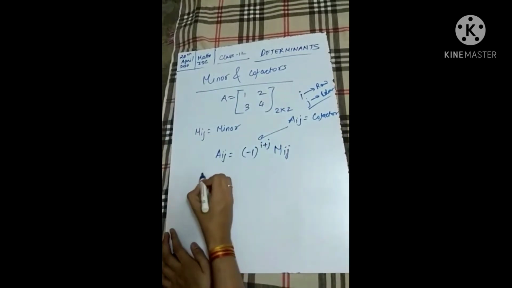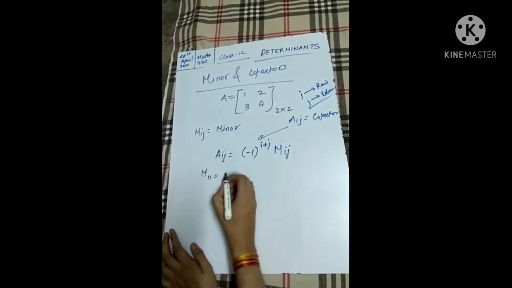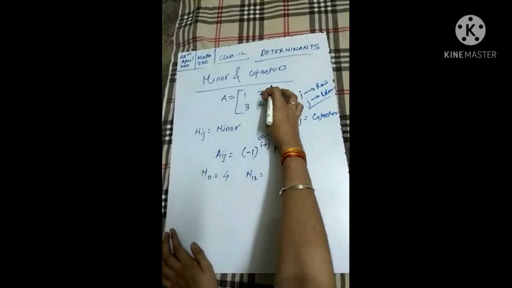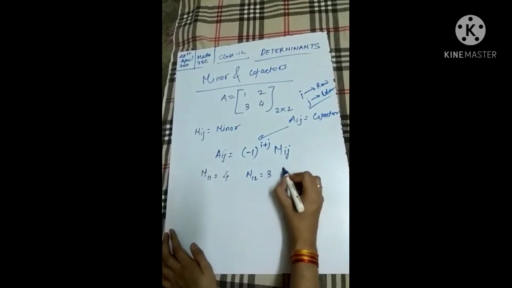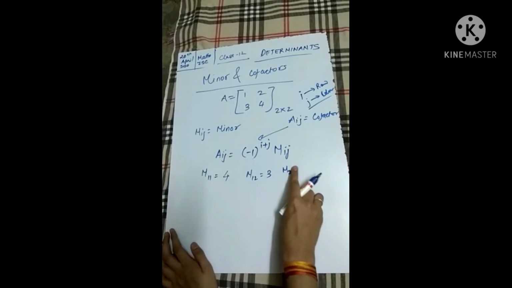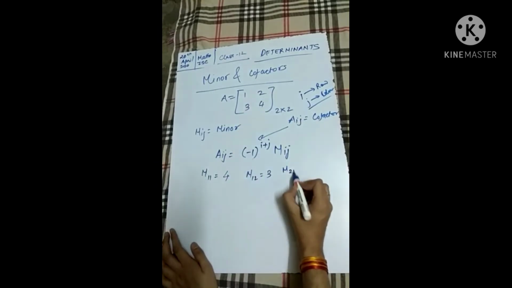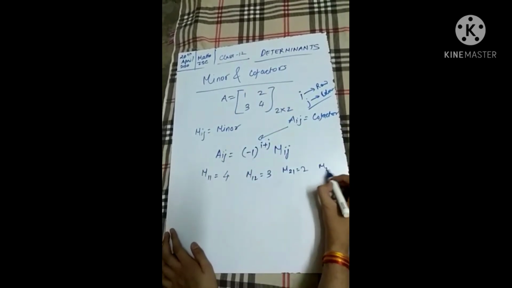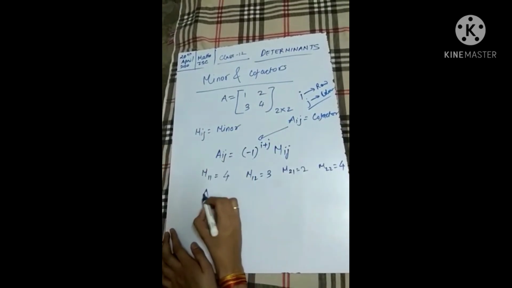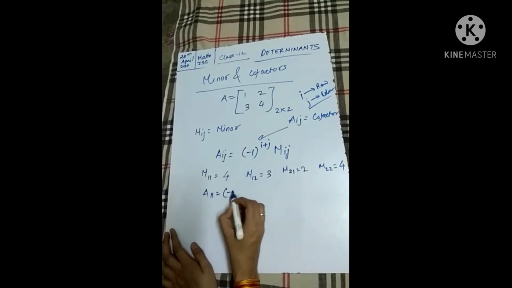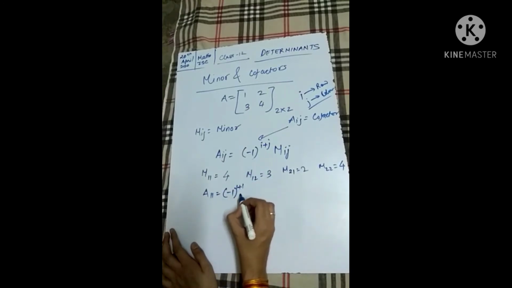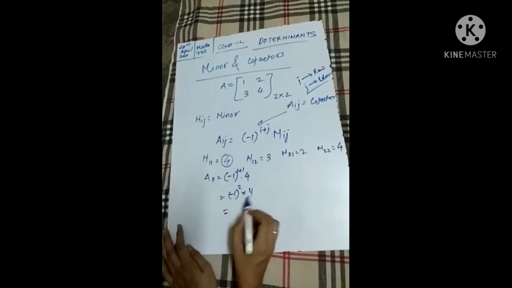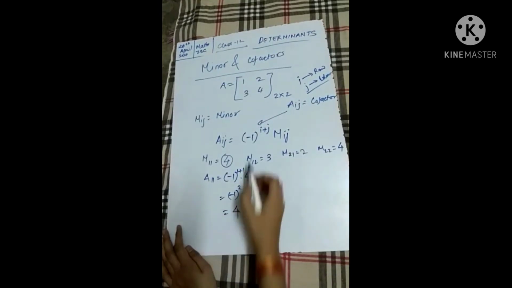So what is the minor of this? As we have found, M11 will be 4, M12, the minor is 3, M21, this is 21 position, so M21 is 2, and M22 is 4. So directly we can find A11. What will be A11? Minus 1 to the power 1 plus 1 into M11, which is 4. So minus 1 to the square 4. Minus 1 whole square will give you 1 only. So final answer is 4.